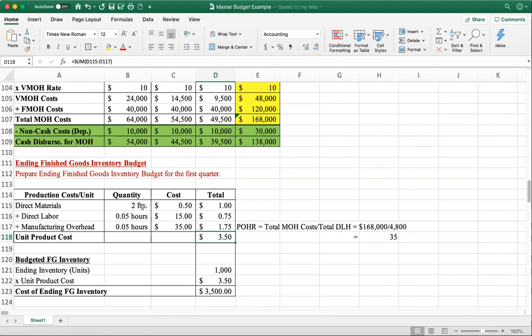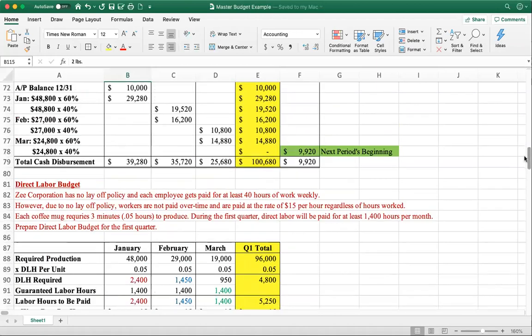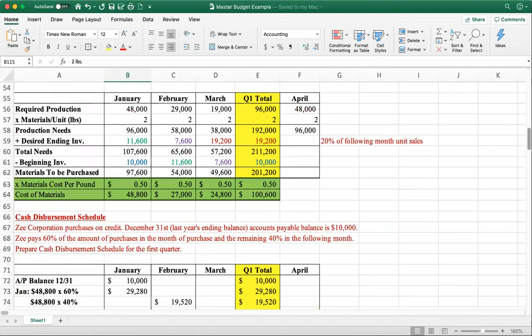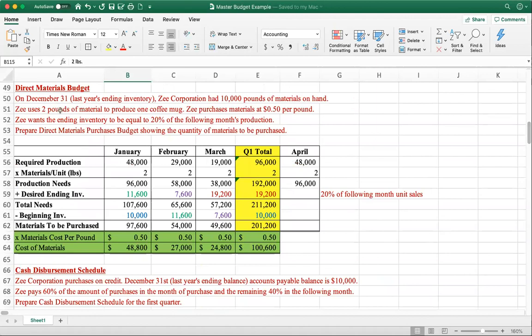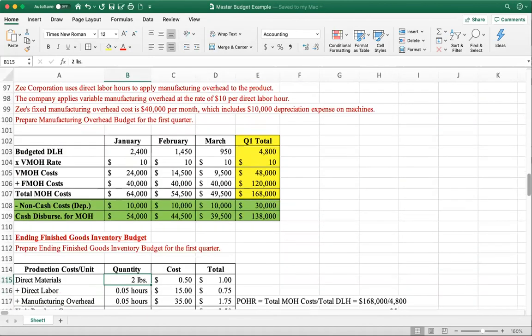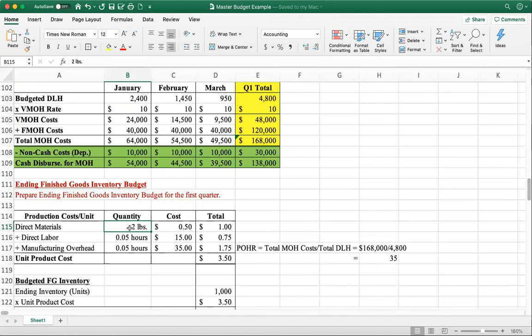So direct material cost information and the quantity per unit information is provided in the question, where it says, if you go back to direct material budget, it says that the Z Corporation uses 2 pounds of material to produce 1 coffee mug. Z purchases material at 50 cents per pound. So if you come back here, that's what we are doing here. We have 2 pounds of material per unit times 50 cents per pound, $1 per unit for direct material.